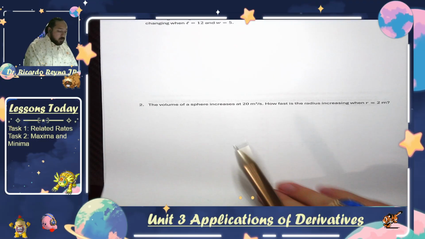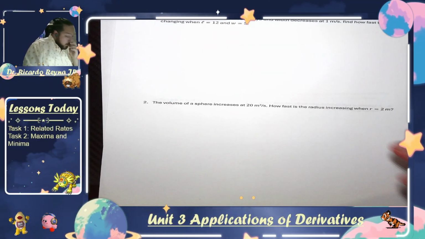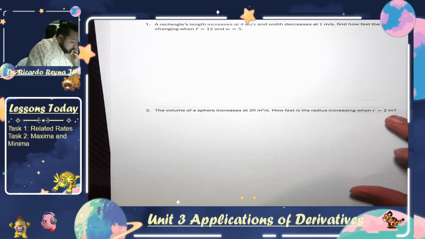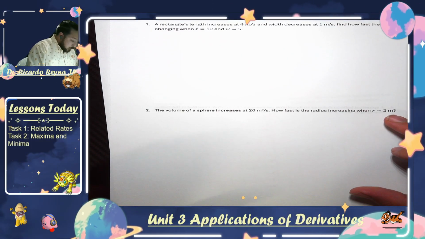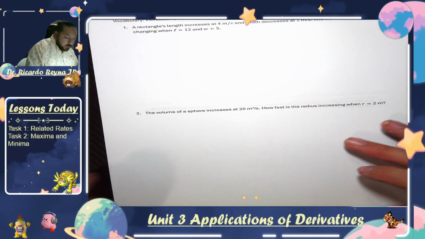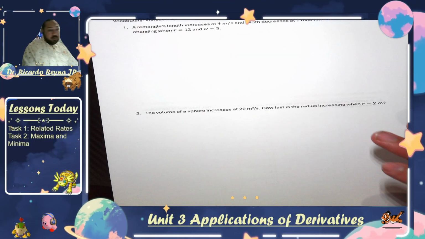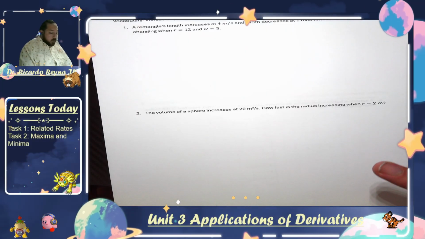You have two worksheets, 3.1 and 3.2. Let's get started. So remember, vocabulary: increases means positive and decreases means negative. Constants are, well, they're just constants, right?